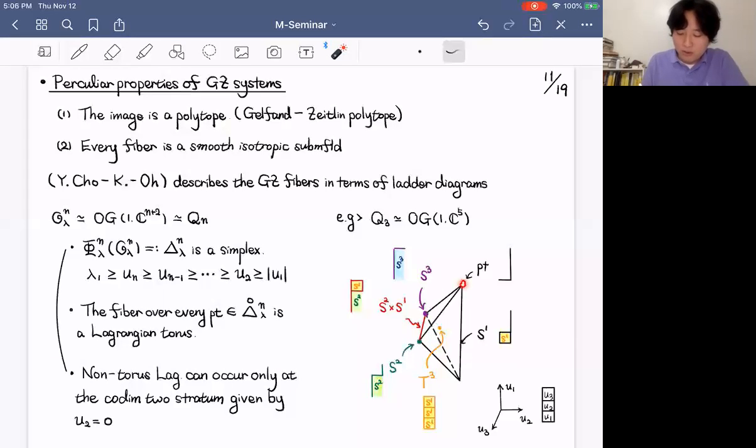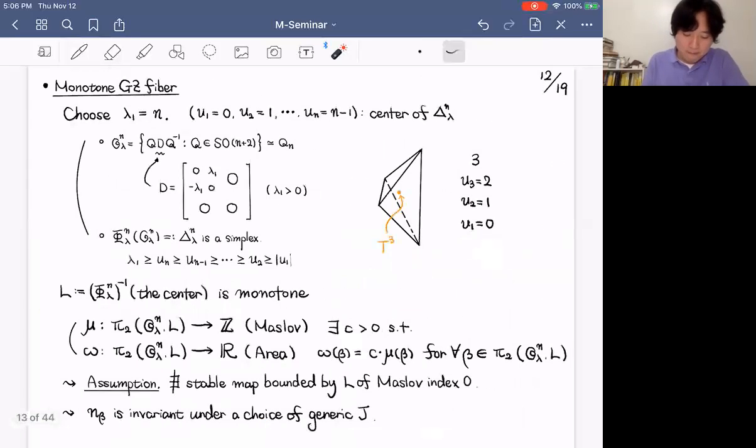So if you choose a point, we have a torus fixed point here. And then we have the S1, and over the interior of the polytope, we have Lagrangian torus. And then something funny happened over this codimension 2 strata. Okay, so we can have S3 or S2 times S1, both of them are Lagrangian, and then some S2 can occur over this strata. And then I actually talk about one specific position of the fiber.